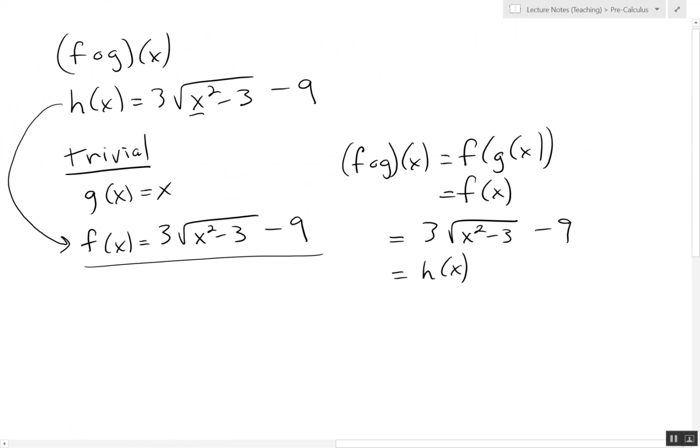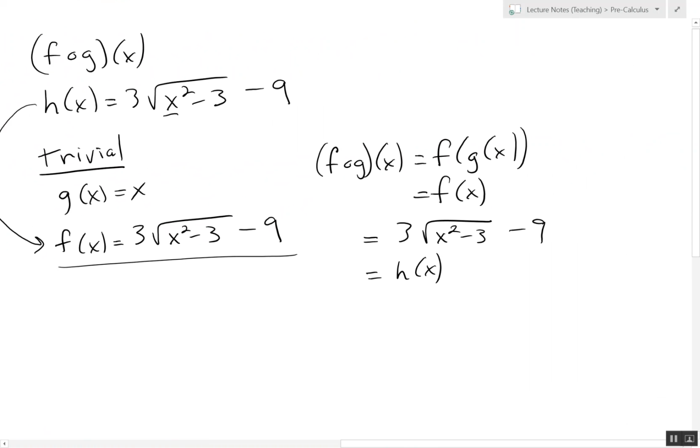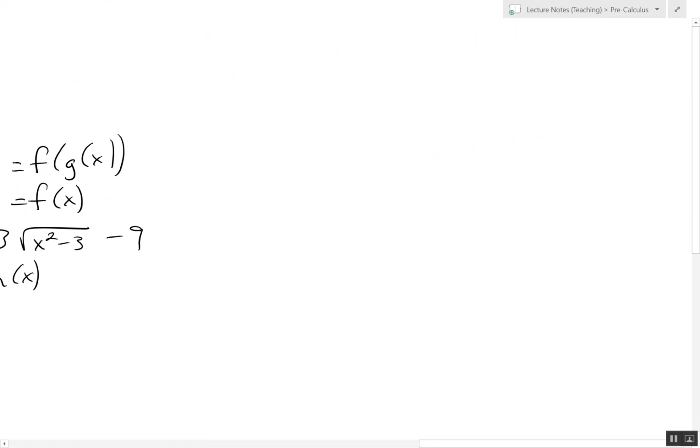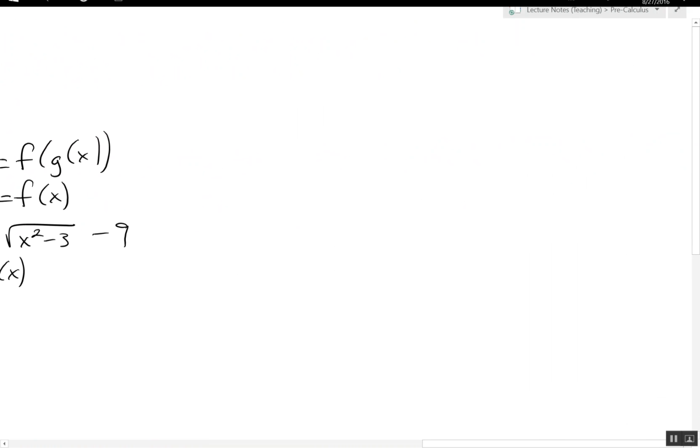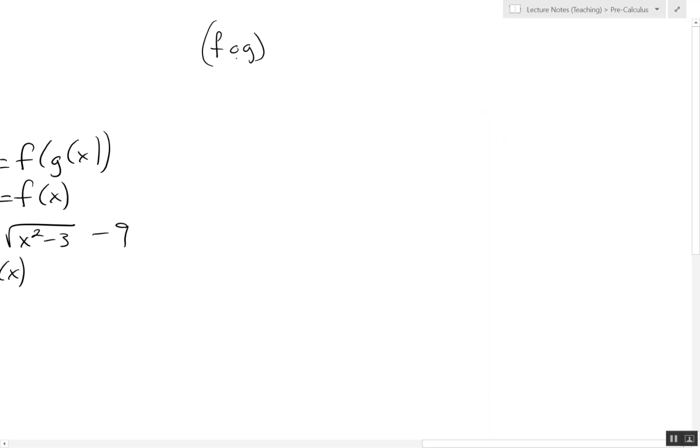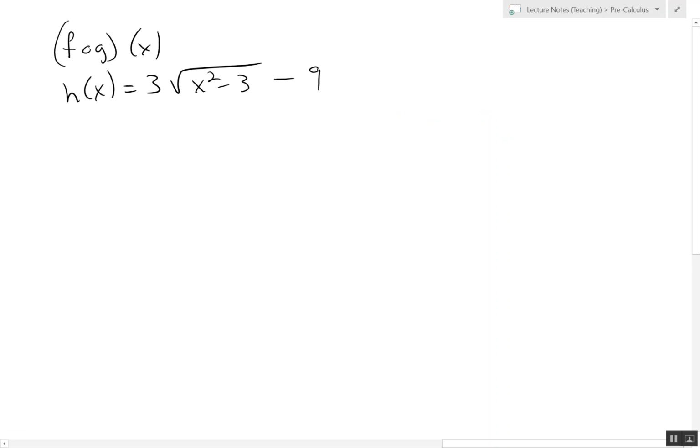Let me show you one more example. Let's see, we have f circle g of x again, and again we're looking at the same function. So this time I'm going to let g of x be the square root of x squared minus 3, and we'll let f of x then, so we're going to replace the entire square root now with just x.